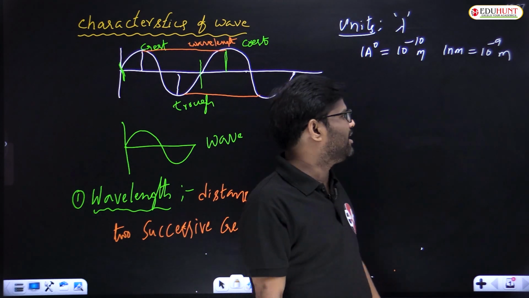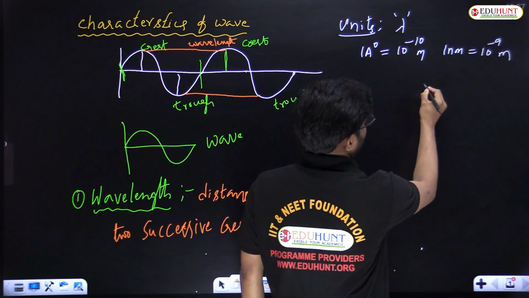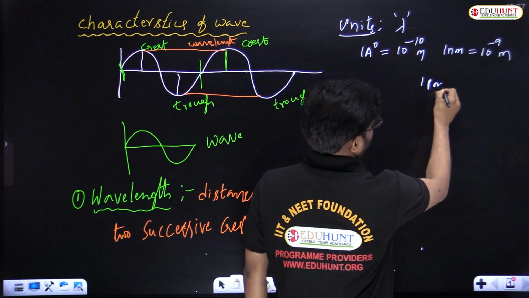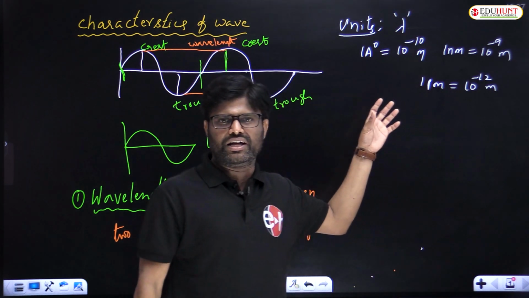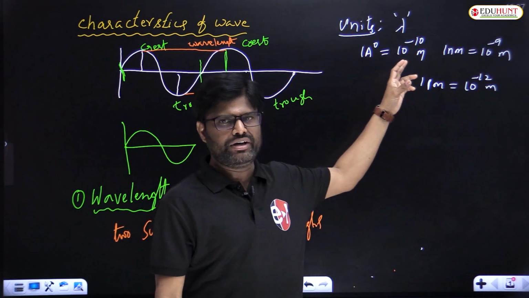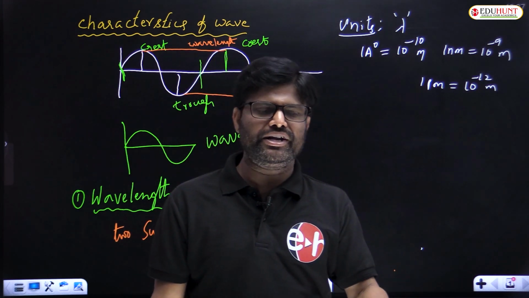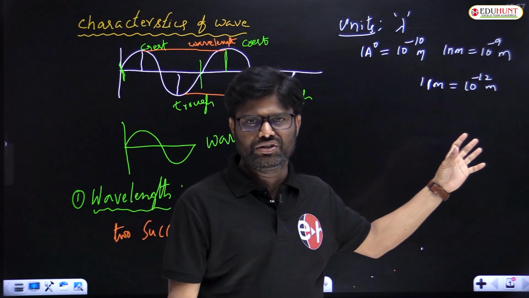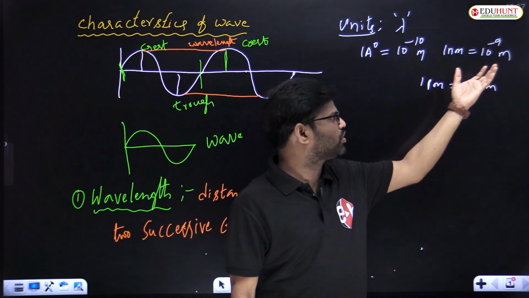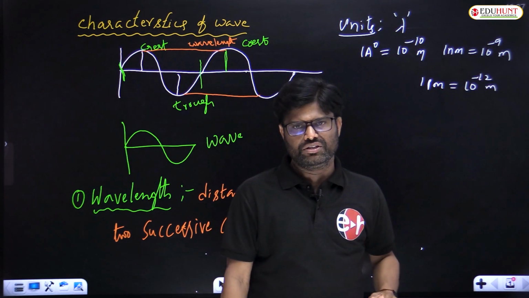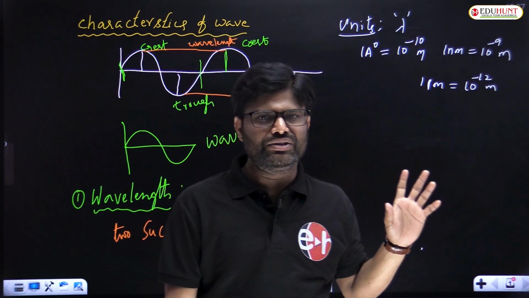Okay now children, next 1 picometer is equal to 10 power minus 12 meters. So these are the units of lambda. Lambda is measured in angstroms, nanometers and picometers. So these are the values. You can convert it into centimeters also.